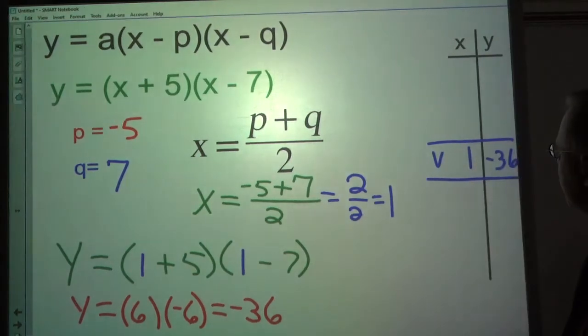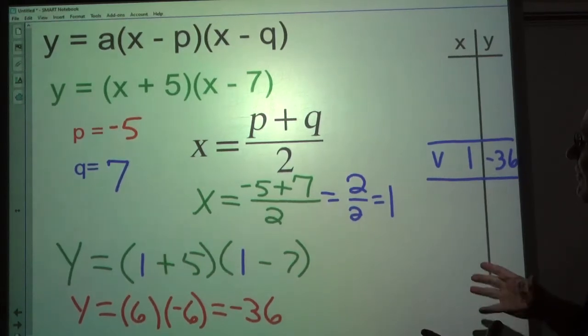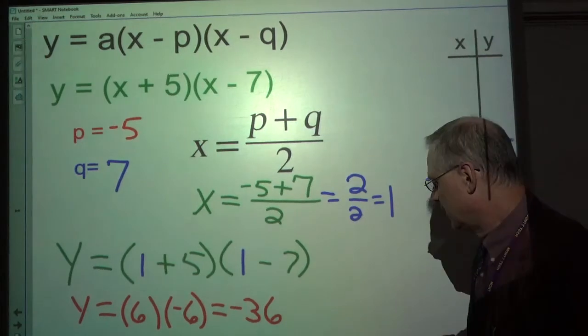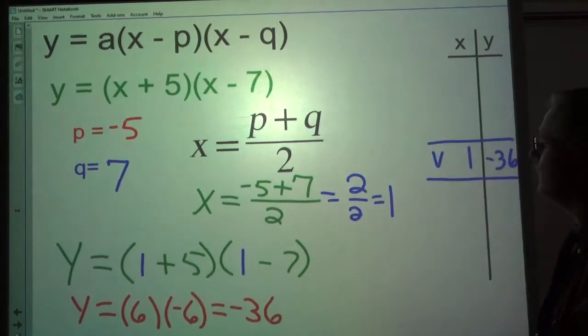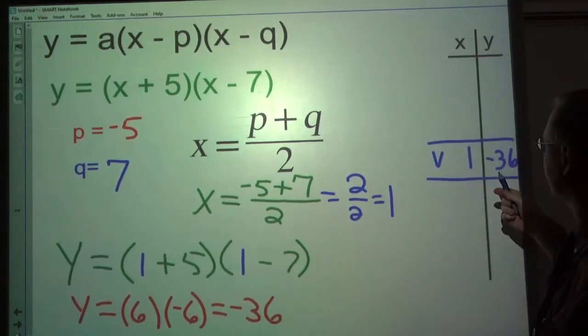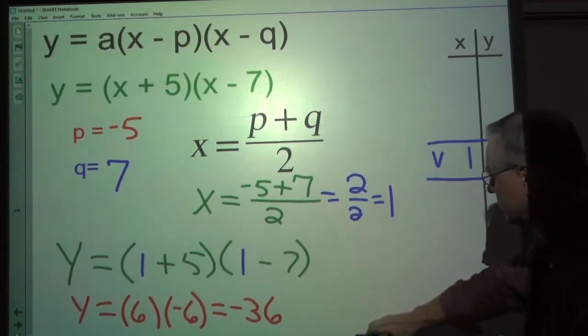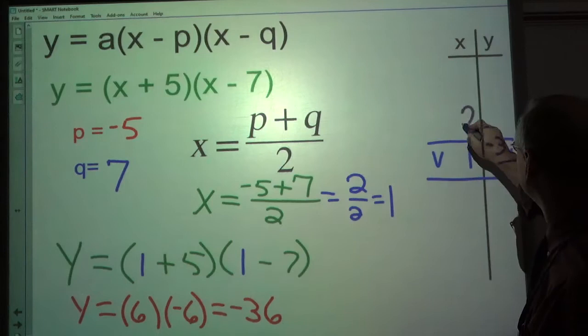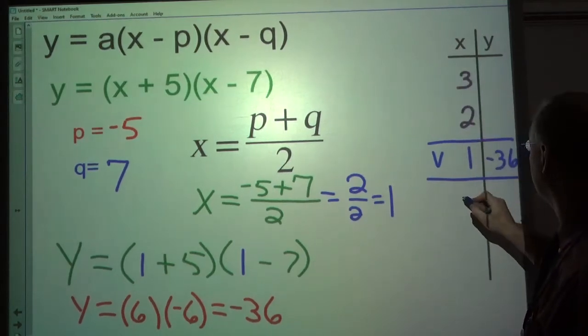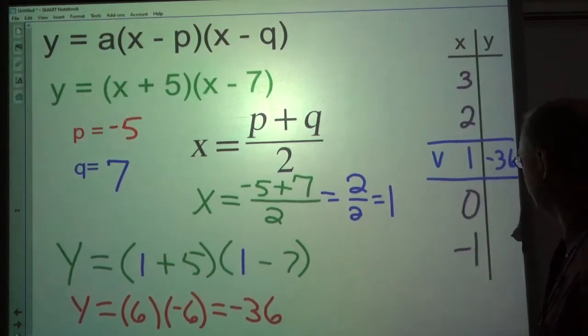This form tends to be a little bit harder to graph on an XY grid just because it's hard to come up with nice examples that graph easily. Other points that you can find here, we could find several others. We could go up by 1 and down by 1. So like we could use values like 2 and 3 and 0 and negative 1.